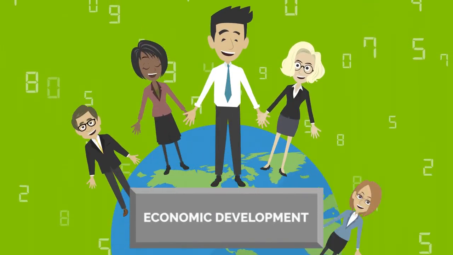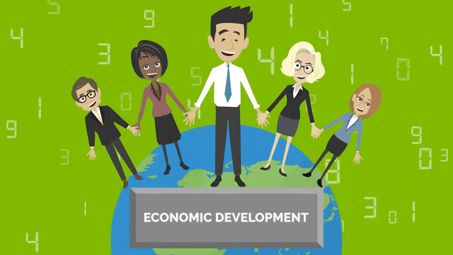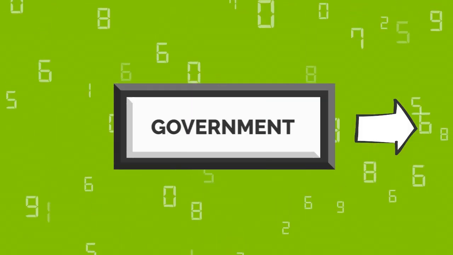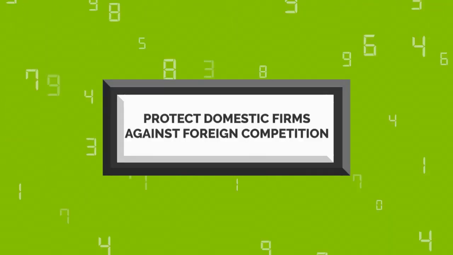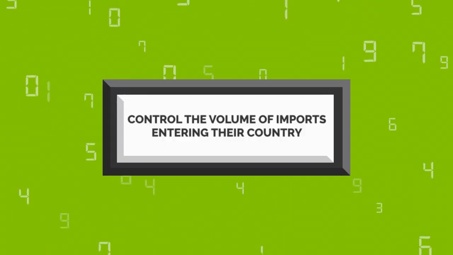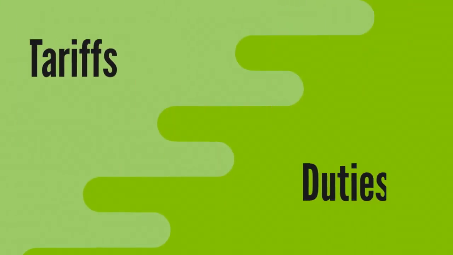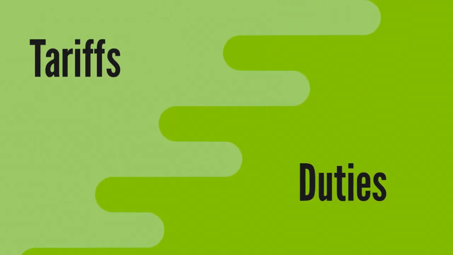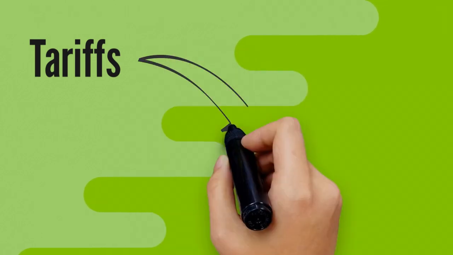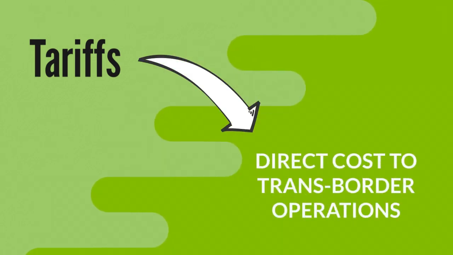Trade is fundamental to the economic development of a country, and every government should take steps to protect domestic firms against foreign competition and to control the volume of imports entering their country. Tariffs and duties are two of the ways in which a government can intervene. Tariff barriers, however, impose a direct cost to transport operations.